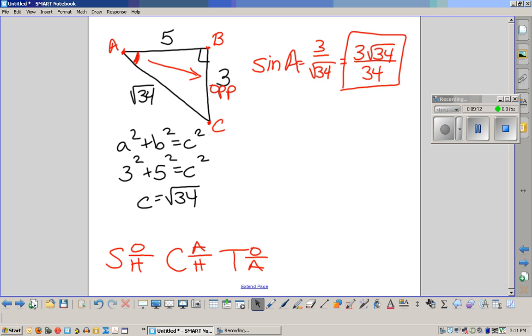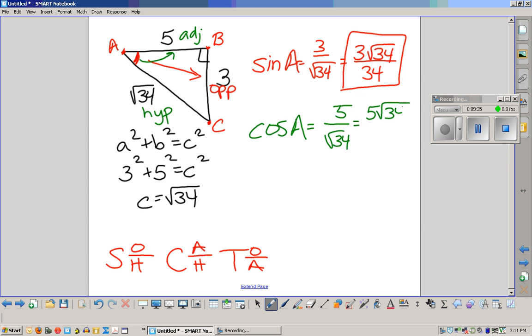All right, next one. Cosine. Cosine of A. Maybe I'll switch it up on the next one. So the cosine of A, so we're looking at adjacent over our hypotenuse. So adjacent is 5, hypotenuse is root 34. Uh-oh. What do? That's right, we rationalize. There we go.